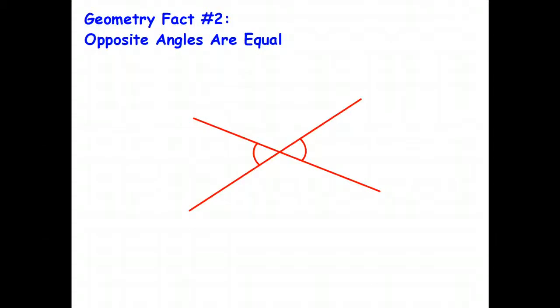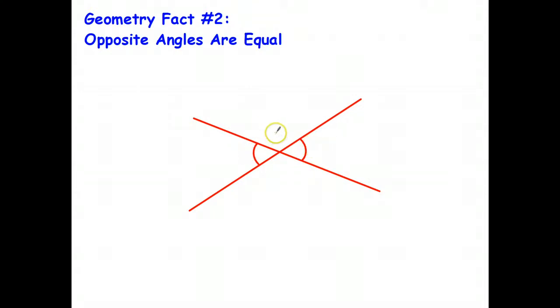Good day, students. The next geometry fact that we will be looking at is called opposite angles, or in some textbooks vertically opposite angles. The geometry fact is that these two angles are equal. Now we could actually go ahead and prove that.